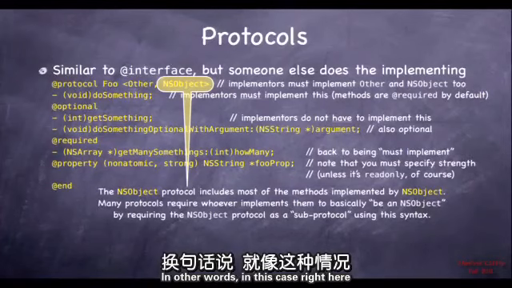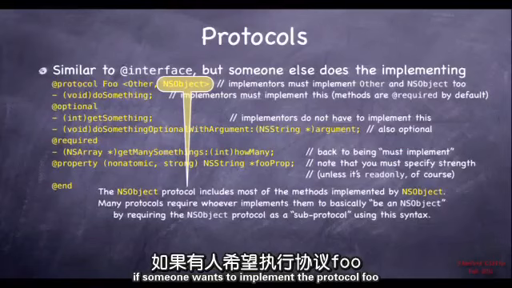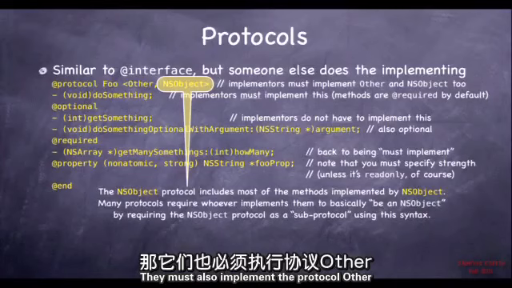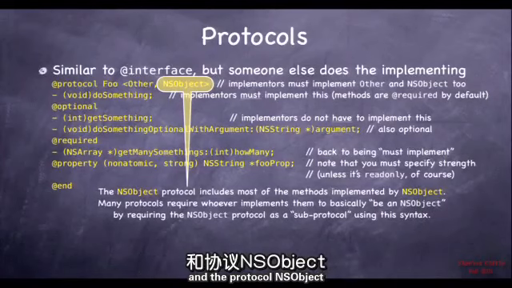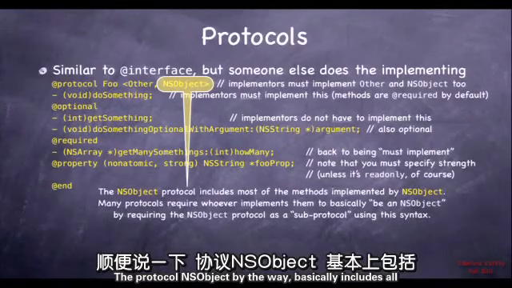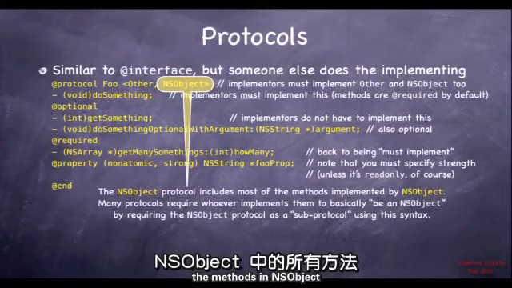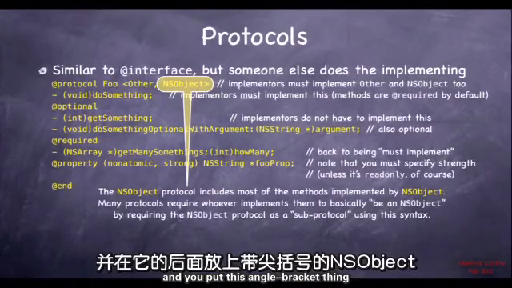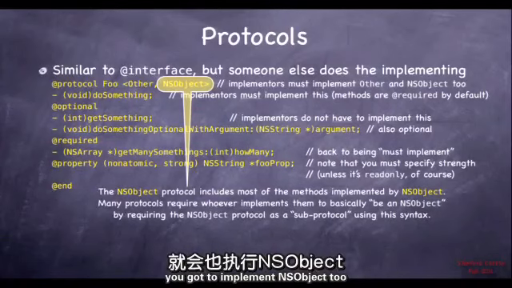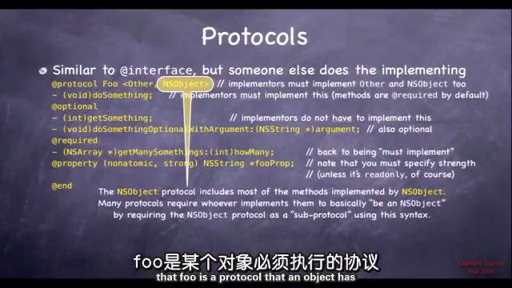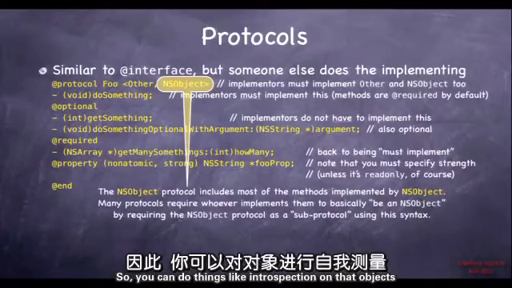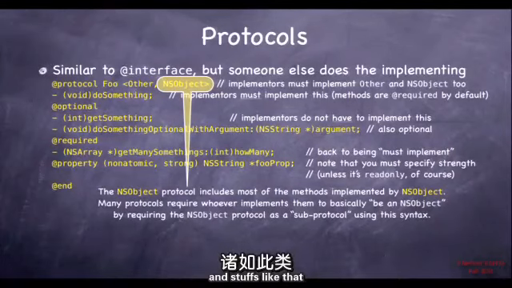The only syntactical thing is that you can actually have your protocol depend on other protocols. In this case right here, if someone wants to implement the protocol Foo, if some object says, I'm going to implement the protocol Foo, they must also implement the protocol Other and the protocol NSObject. Those are two other protocols. The protocol NSObject, by the way, basically includes all the methods in NSObject. So if you put this angle bracket thing after a protocol, you're basically saying that Foo is a protocol that an NSObject has to implement, so you can do things like introspection on that object.